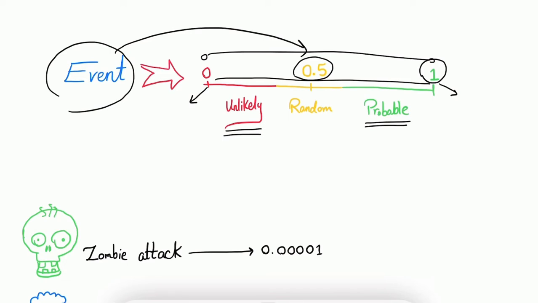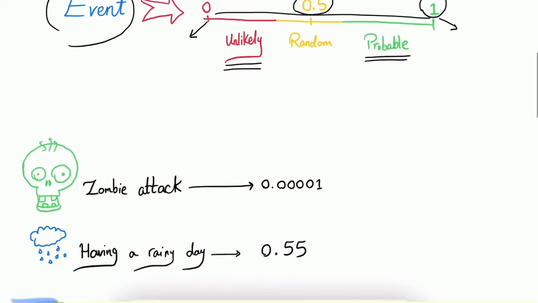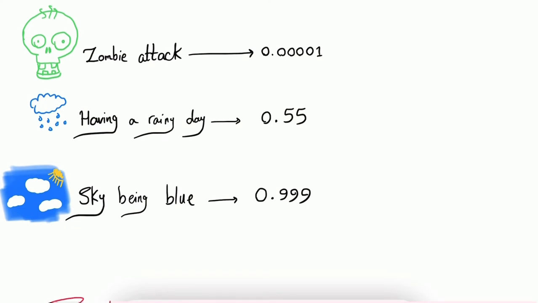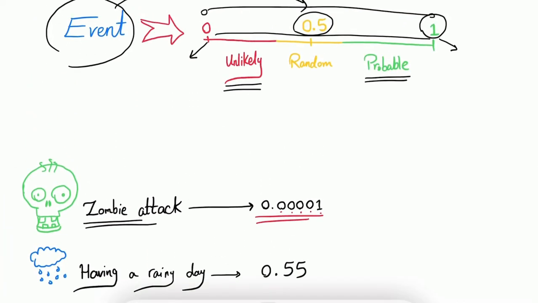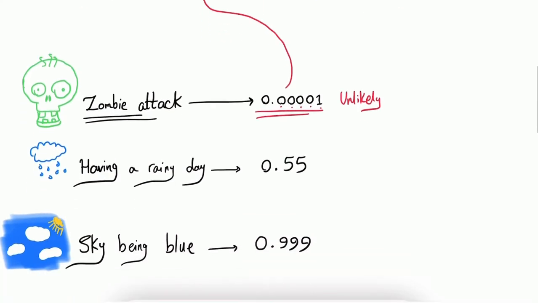In order to give you some examples regarding the concept of events and their probabilities, here are some simple examples. For example, assume that someone is talking about a zombie attack, and they say that the probability of a zombie attack occurring is 0.00001. As this number is very close to 0, it falls in the unlikely region. So when someone tells you that the probability of a zombie attack is this much, you can infer that a zombie attack is highly unlikely.